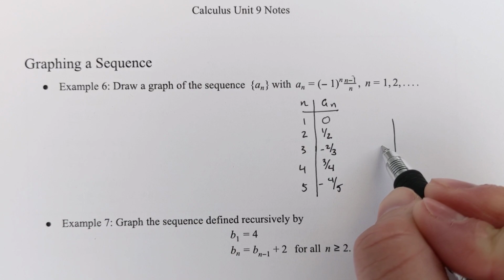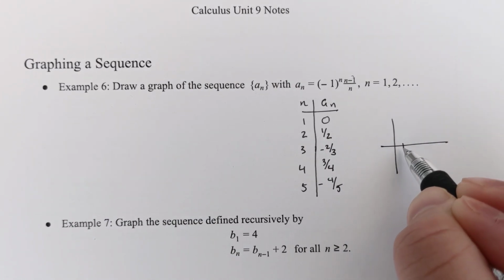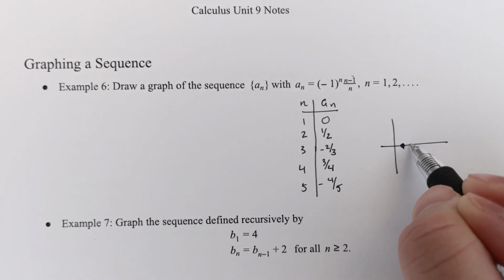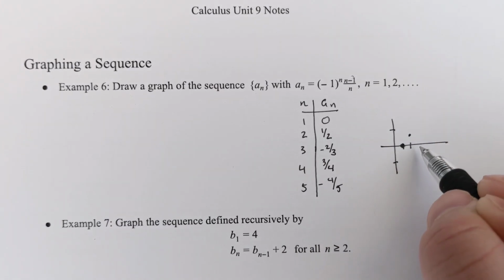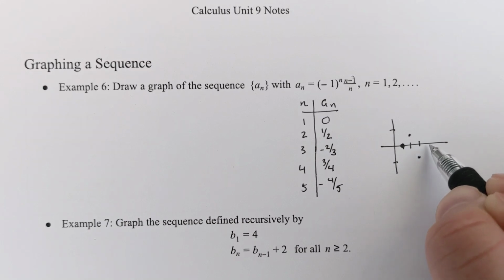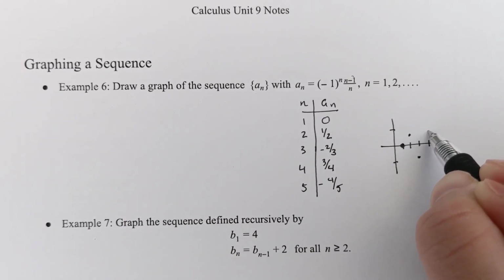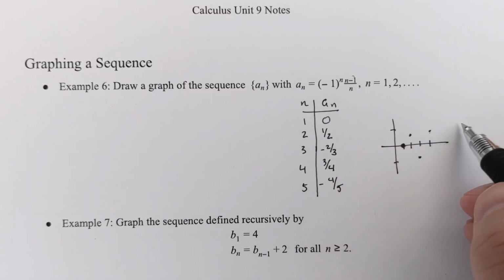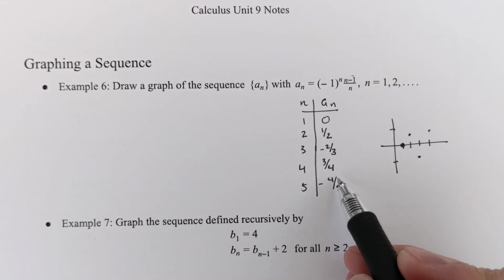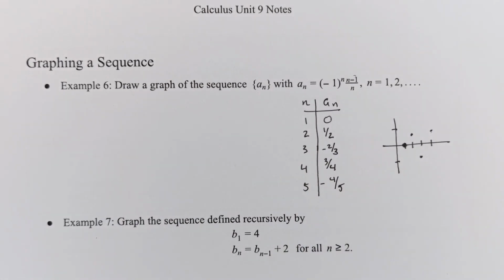So if you plot this, you're just going to get an ordered pair. So 1, 0, 2, 1/2, 3, negative 2/3, 4, 3/4. So it's going to bounce back and forth like this, and they're going to get closer to +1 and -1 as you go, because as these numbers get larger, they're still always going to be 1 apart, which means you're getting closer and closer to 1.